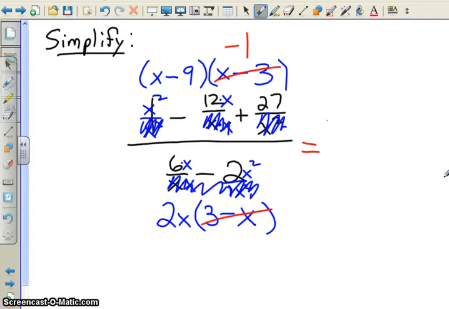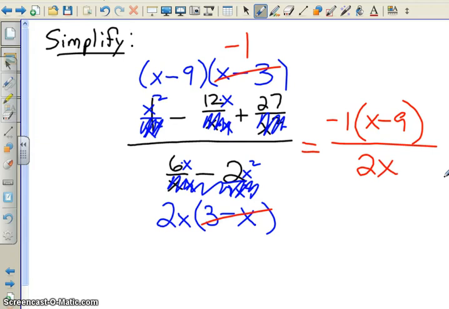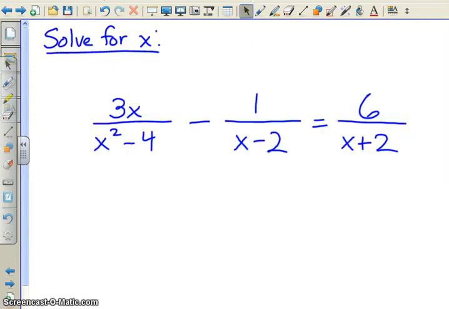And I'm just going to leave it as negative 1 times x minus 9 over 2x. If you wanted to distribute up here in the numerator, you could change this to negative x plus 9, but you don't have to. You can leave it with the parentheses.